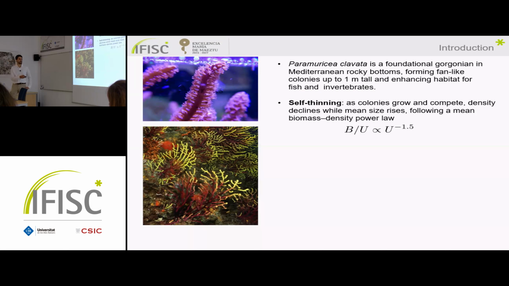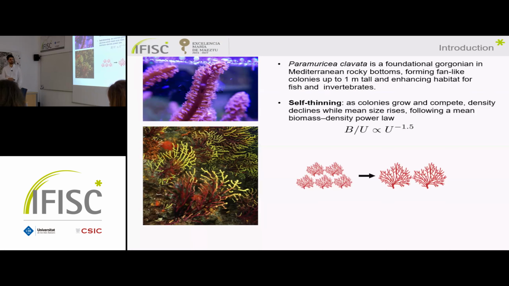In some empirical results, they have claimed that this is -1/2 in many different taxa. This is usually called Yoda's law, and it describes the transition from many small individuals to fewer but bigger individuals while the system grows under limitation of resources.